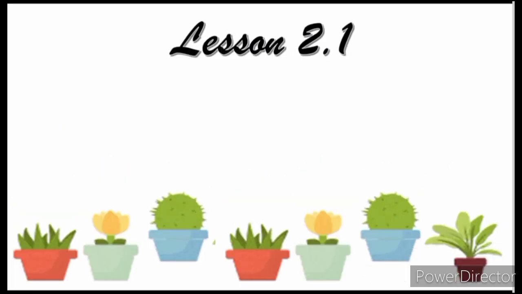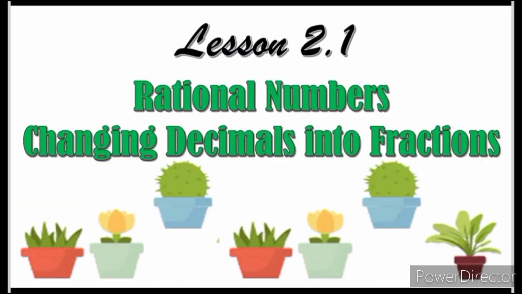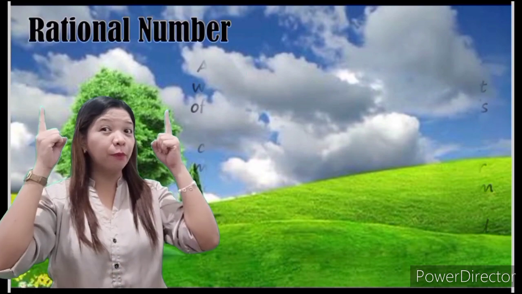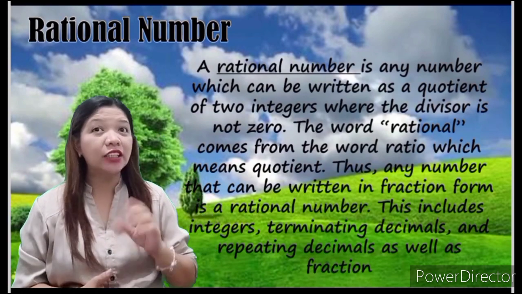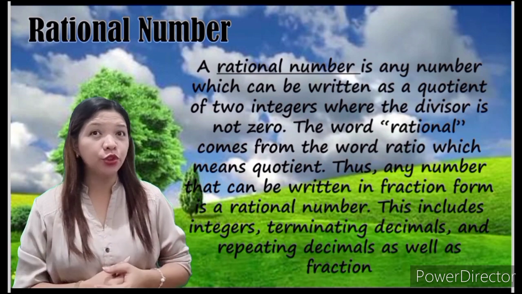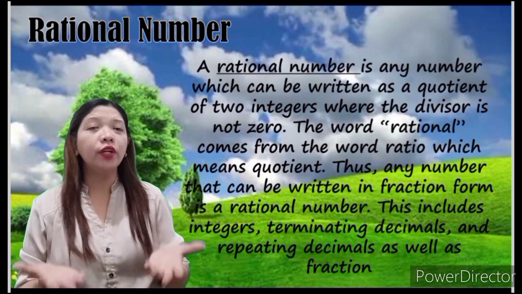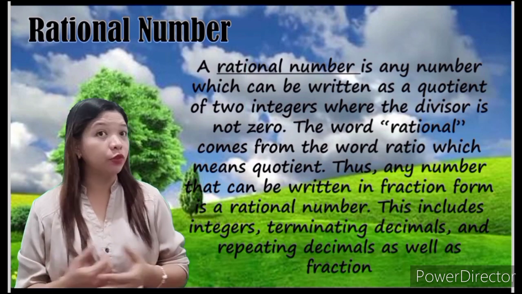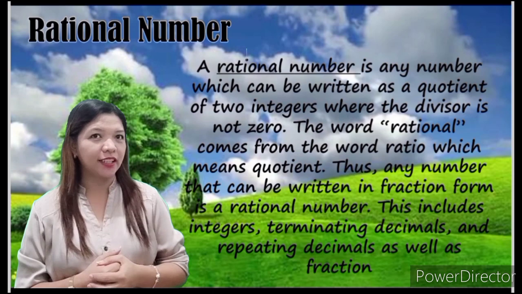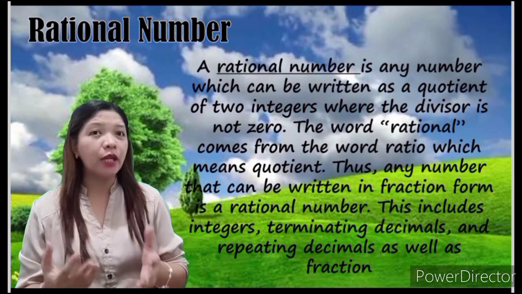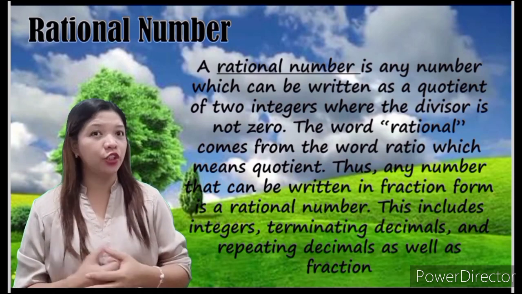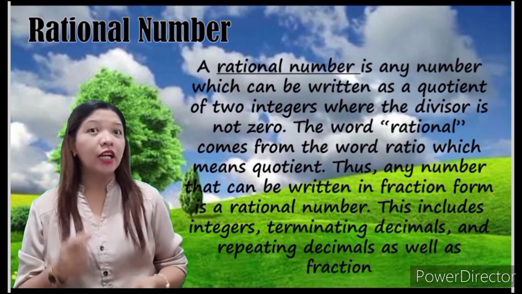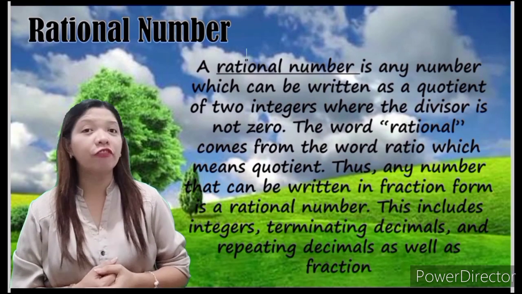Lesson number 2.1. Rational numbers: changing decimals into fractions. A rational number is a number which can be written as a quotient of two integers where the divisor is not zero. The word rational comes from the word ratio, which means quotient. Thus, any number that can be written in fraction form is a rational number. This includes integers, terminating decimals, repeating decimals, as well as fractions.